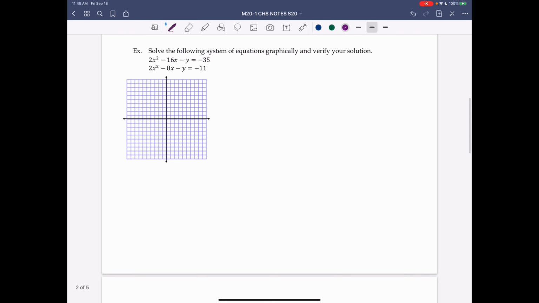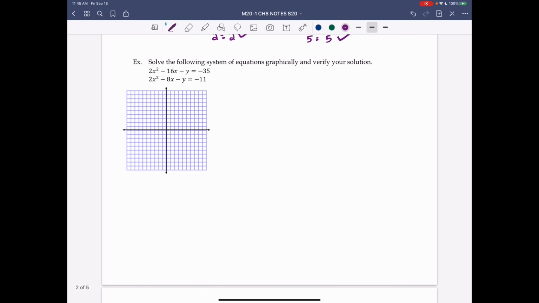Next example. Solve the following system of equations graphically. Verify your solution. So exactly the same as we did above, just another practice. Again, we need to make sure it's in y equals form. In this case, we have a negative y on this side and a negative 35 on this side. We basically need to switch those around to the opposite sides. So we have to add y to both sides and add 35 to both sides. We end up with y equals 2x squared minus 16x plus 35.